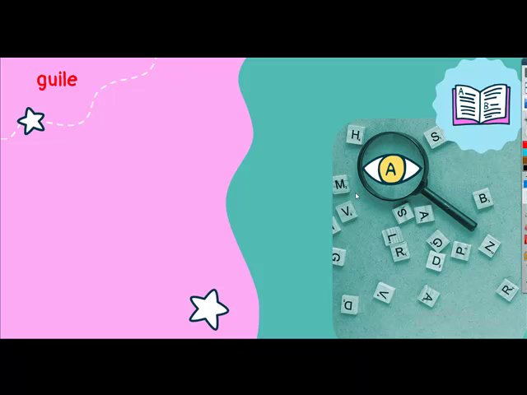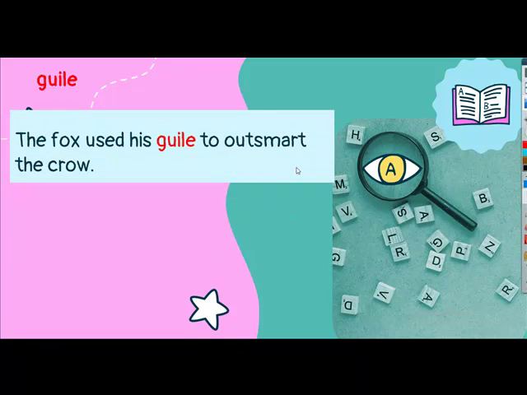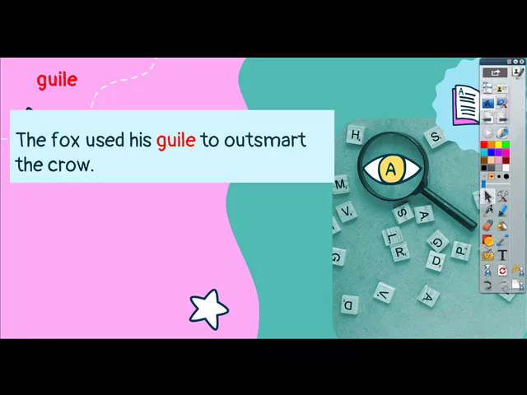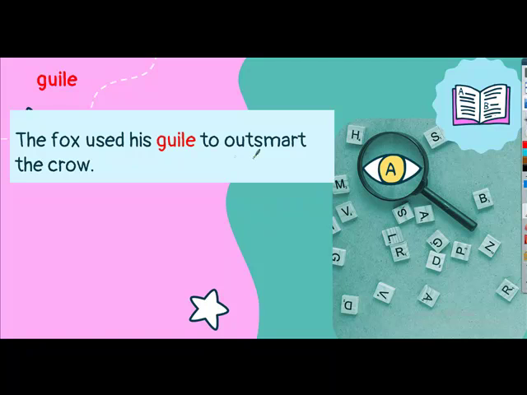Guile here, it's an unfamiliar word. Okay, let's try to figure out what part of speech it is from the context, and its meaning. The fox used his guile to outsmart the crow. I guess that's part of a fable or a story. Fox is famous with his, yes, cleverness. So used his guile, I guess that's a noun. Yes, guile here, this is a noun.